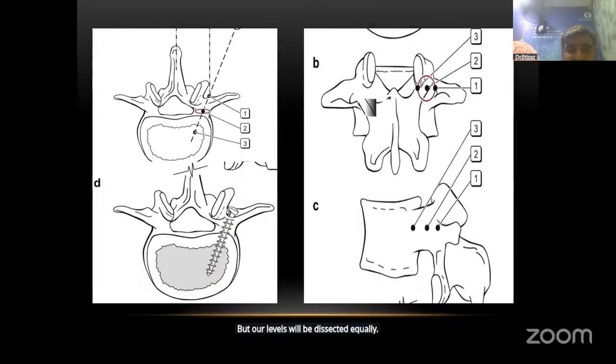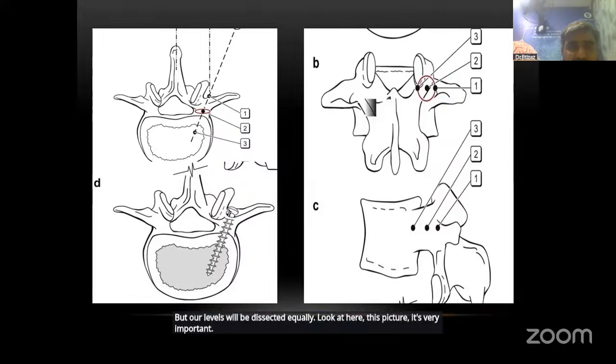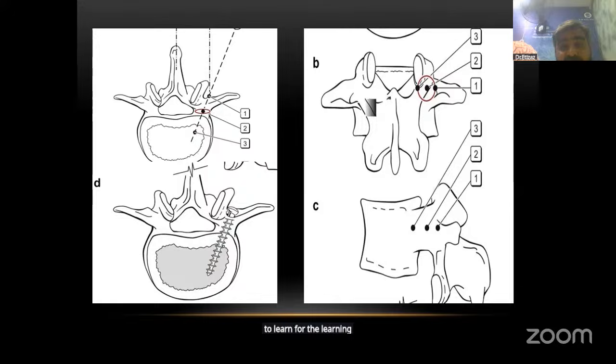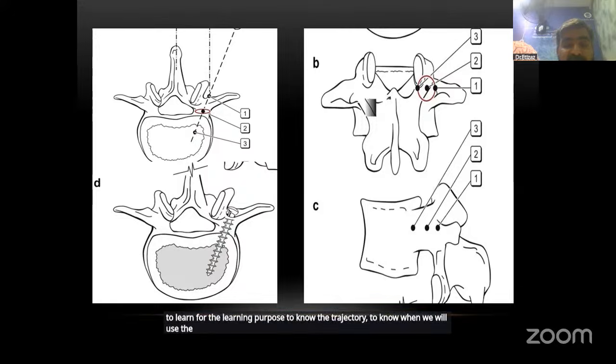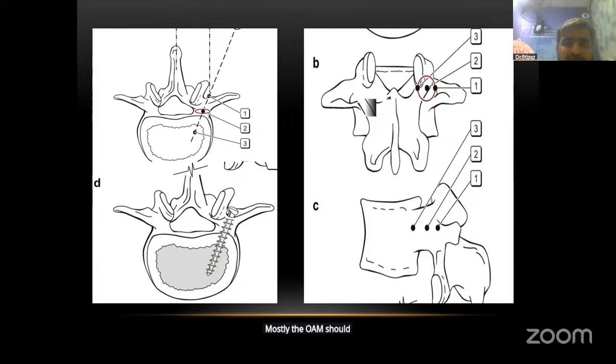Look at this picture, it is very important to learn, to know the trajectory and to know when we will use the fluoroscopy and the C-arm. It is up to you. Mostly the O-arm or the fluoroscopy should be used, but if someone does not have that capacity, then we can use the C-arm.